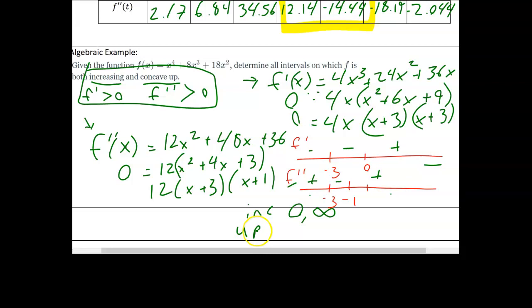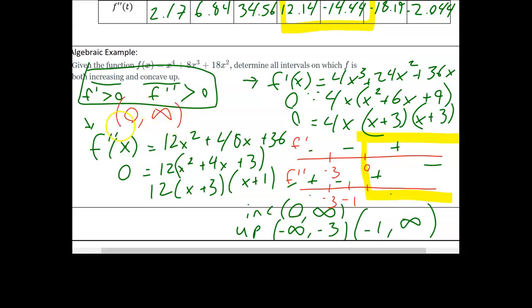So concave up, well, I would say from -infinity to -3, and then from -1 to infinity. But where they overlap, the answer to my question is here, right? From 0 all the way to the right. So my solution, increasing and concave up, would be from 0 to infinity, because I only want where both of my statements are true.